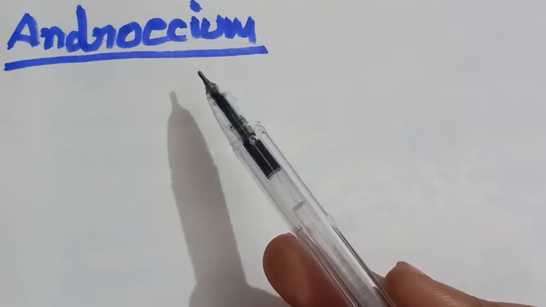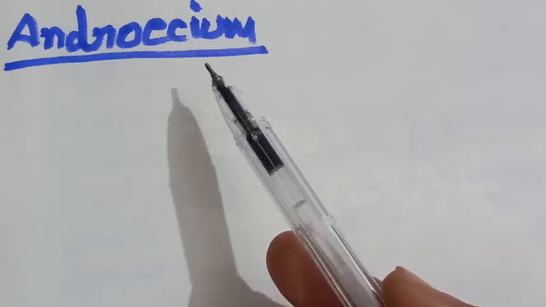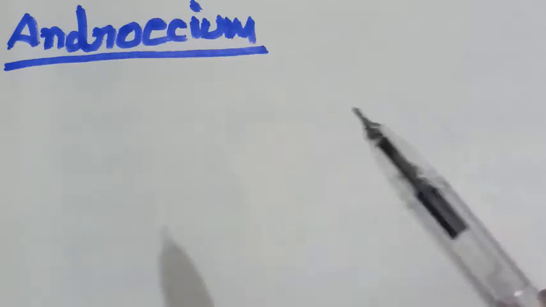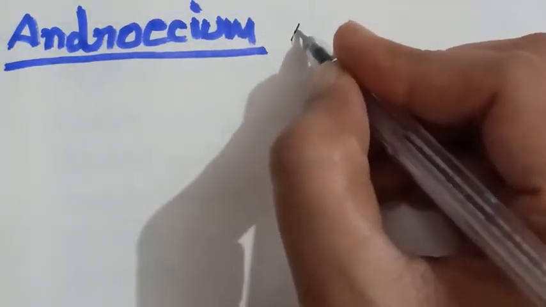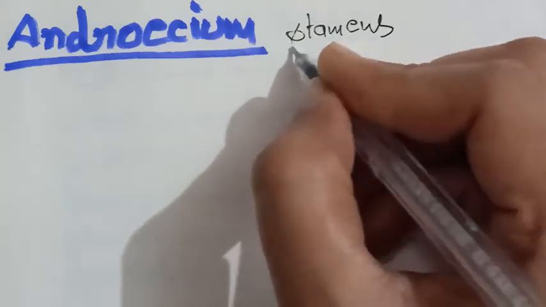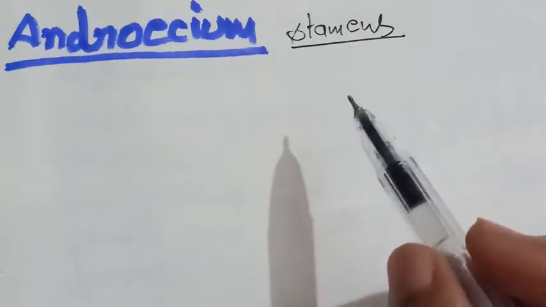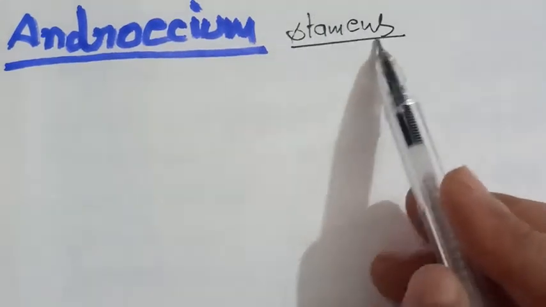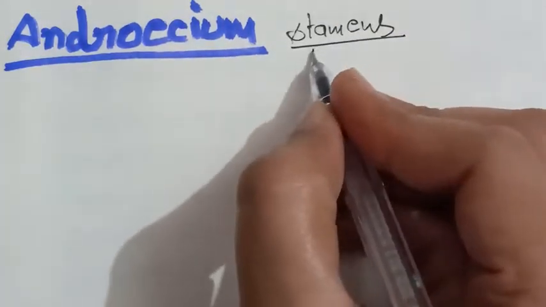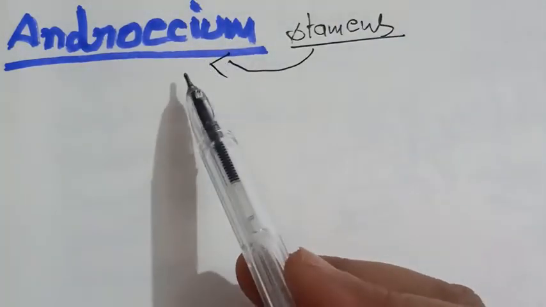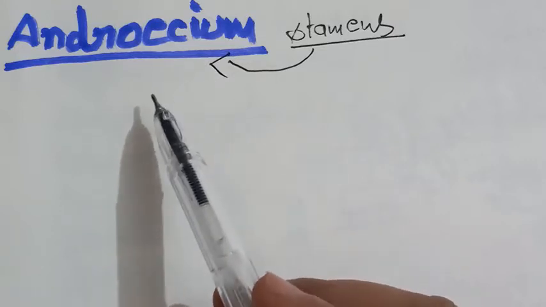Inner to and above the petals are present male reproductive organs, and these male reproductive organs are known as stamens. As we know, a particular flower does not contain only one stamen, it contains a group of stamens, and collectively all the stamens are known as androecium. The stamens are present either in single or more whorls.